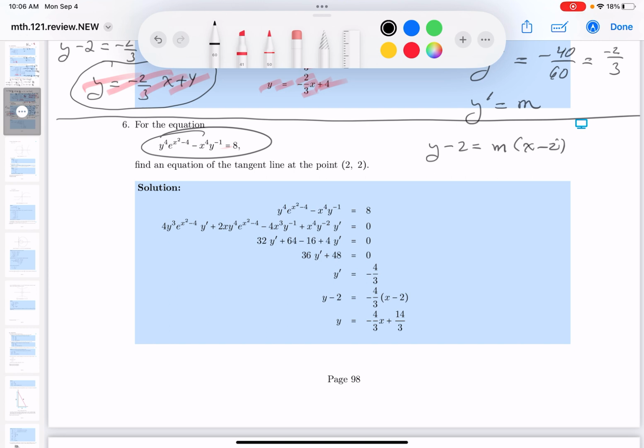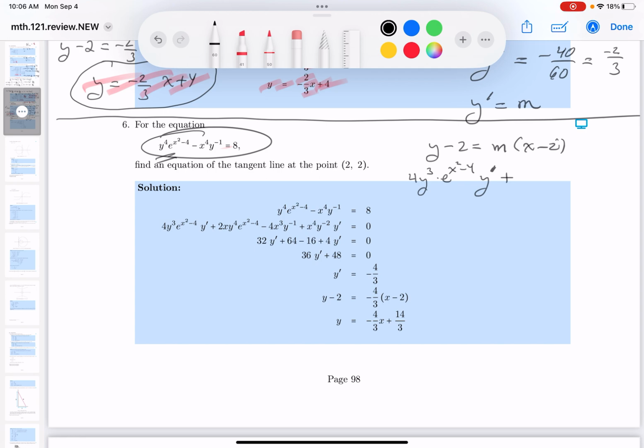Let's take a look. I'm going to say 4y cubed. This is the product rule, by the way. Times e to the x squared minus 4. I'm going to use y prime now. All right, that's done. At least the first part. I'm going to do the second thing. Again, I'm still working this first term. What's that going to be?